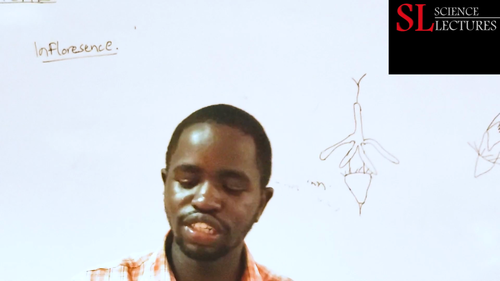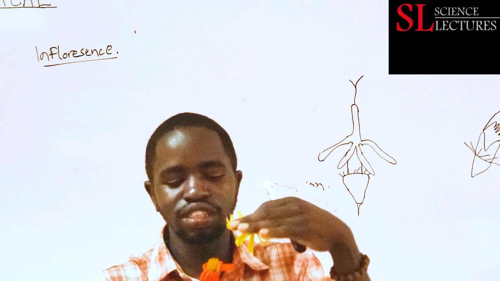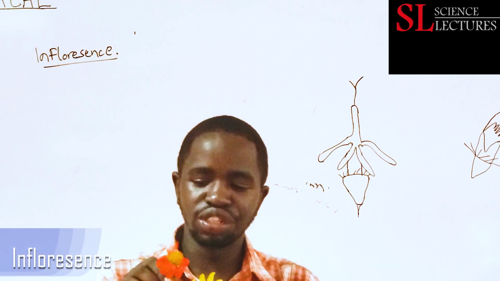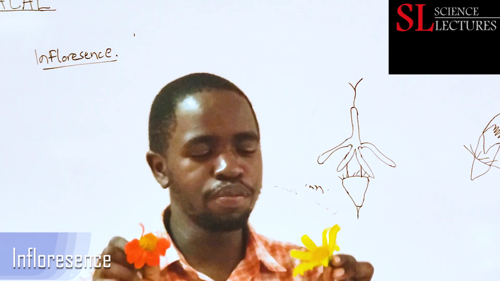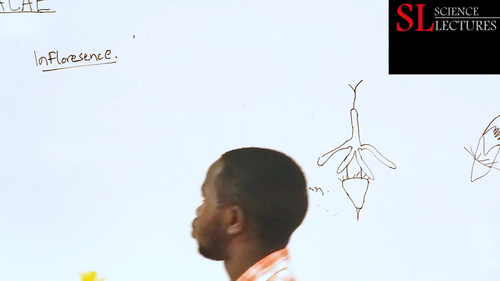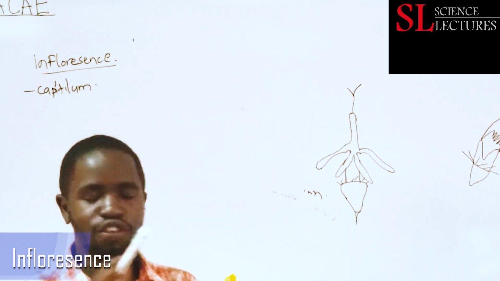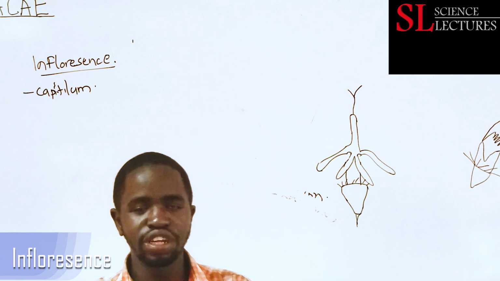Then still the inflorescence can appear like this. We have flowers in between here, and we have flowers that are growing on the periphery. I hope you can see clearly. All these are flowers extracted from members of family Asteraceae. And this type of inflorescence is what we call a capitulum. A capitulum is an inflorescence found in members of family Asteraceae, and it is an aggregation of different flowers.